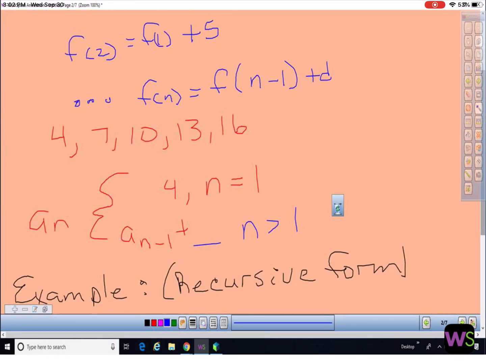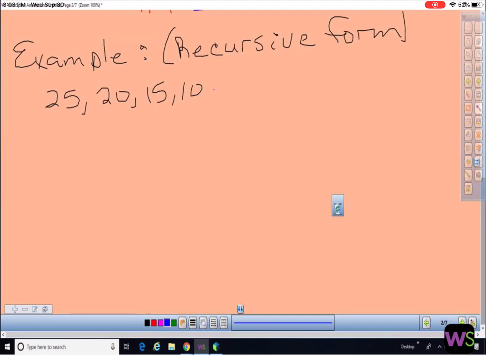So in this recursive form, if I give you 4, 7, 10, 13, 16, I'm starting at 4, and n is equal to 1, so it's one term, then a of n minus 1 plus what is going to be for n greater than 1. So they're looking for the blank. You're looking back and saying, between these two there's 3, between these two it's 3, and it has to be the same difference all the way through. So that would be 3, and you would just fill that in. And in example B, they're going through that and showing you how to find the next term and the next term. This is a recursive form.